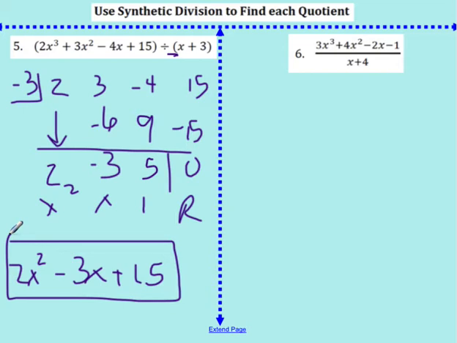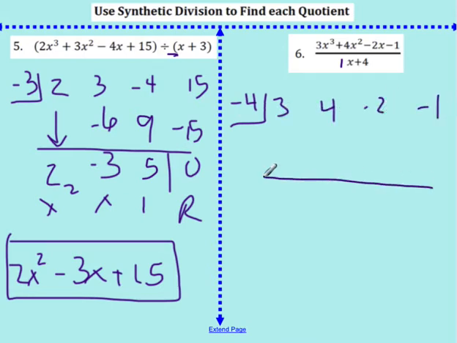Okay, so let's take a look now at number 6. Number 6 is the same thing. I have 1x to the 1 there, so I can use synthetic division. I put the opposite in the box, and I get 3, 4, negative 2, negative 1, just writing out all of those coefficients. So the first thing I'm going to do is take the 3 and bring it down.